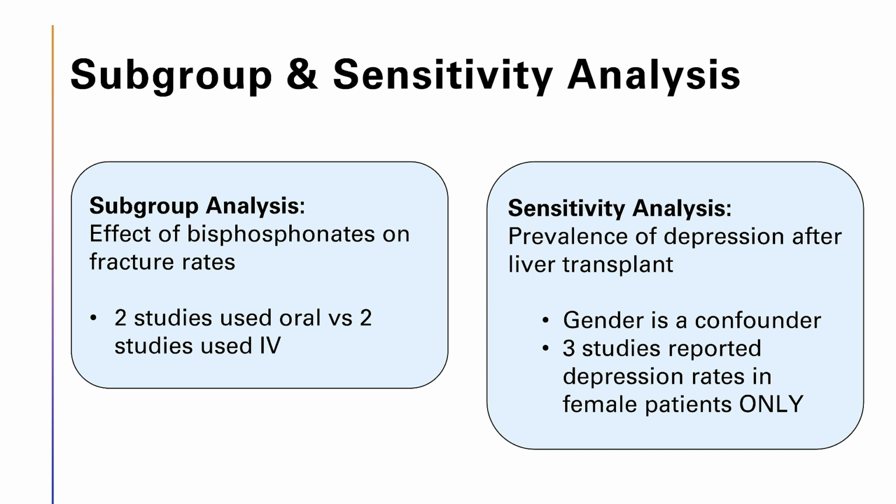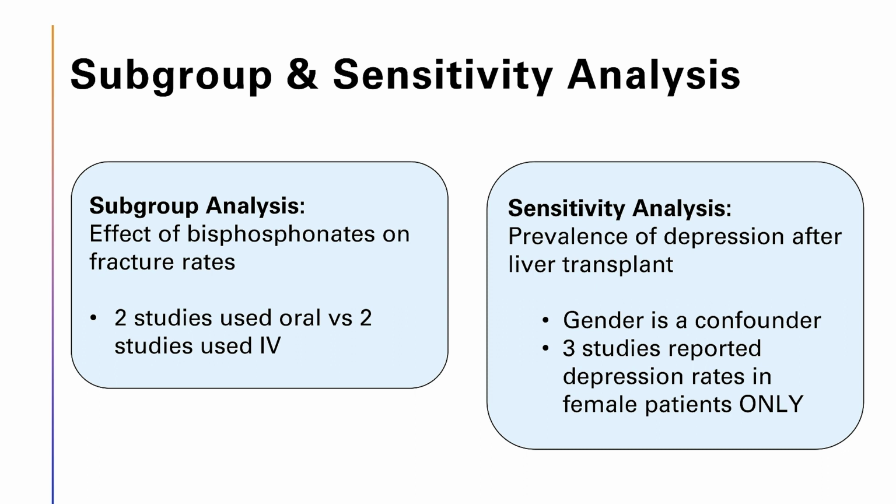In the example on the left, subgroup analysis can be conducted for studies using oral bisphosphonate and studies using IV bisphosphonate. If a particular study gave both oral and IV bisphosphonate to the patients, the study should be excluded from the subgroup analysis.